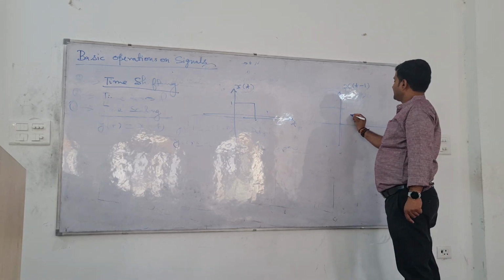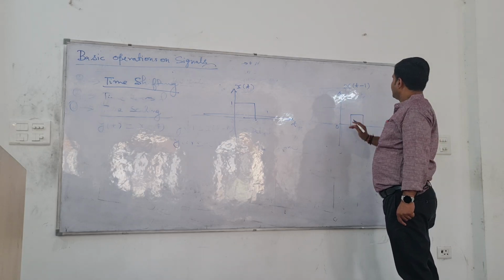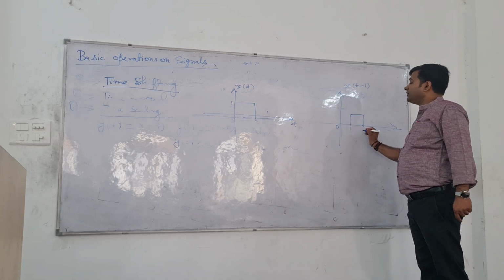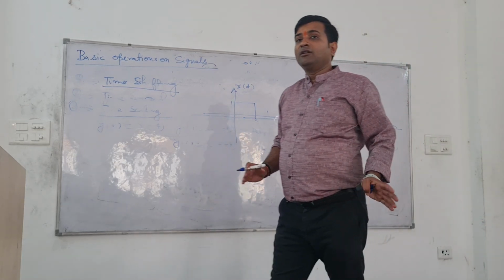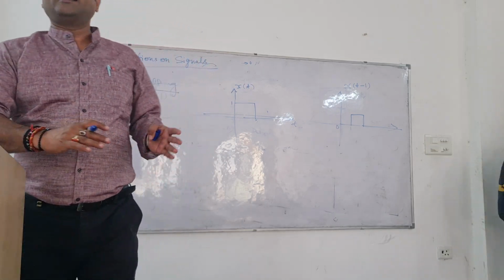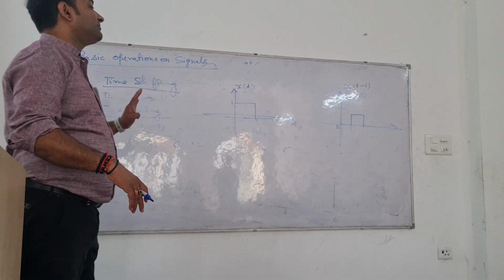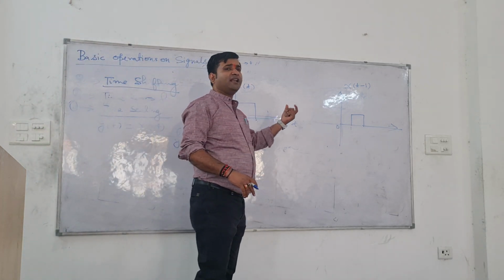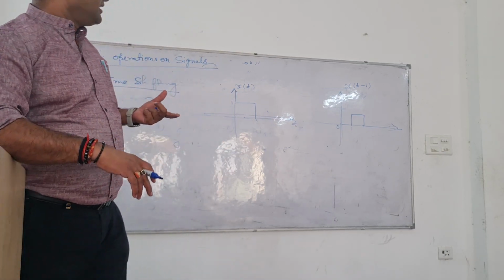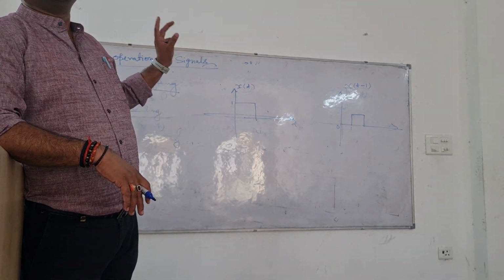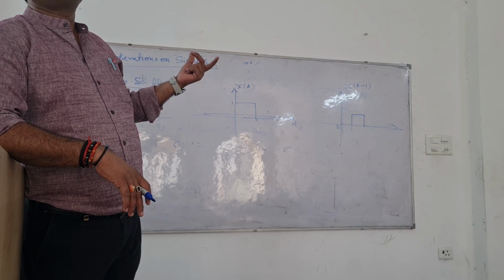Thus shifting this input signal by 1 unit is called time shifting in the forward direction, by delaying by 1 unit. This is called time shifting. Here you have delayed by 2 units. This is the very basic operation in signal processing. You have used the case of delaying.